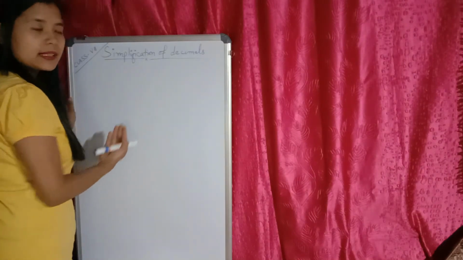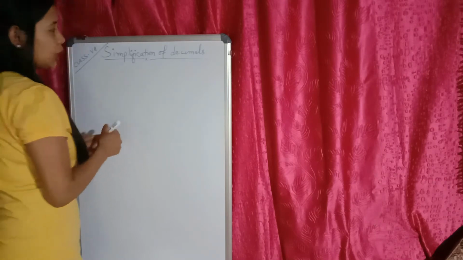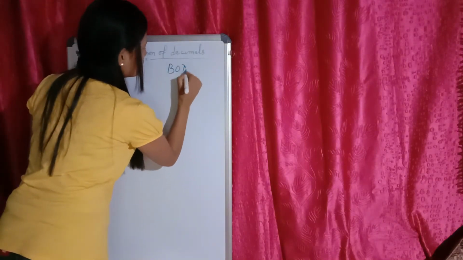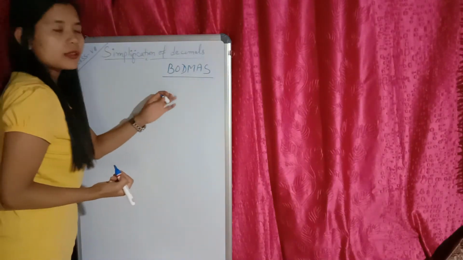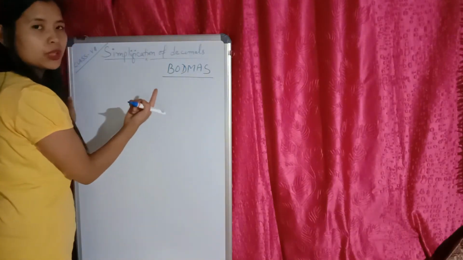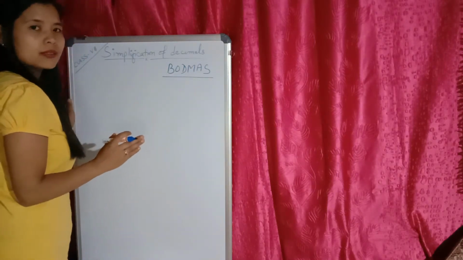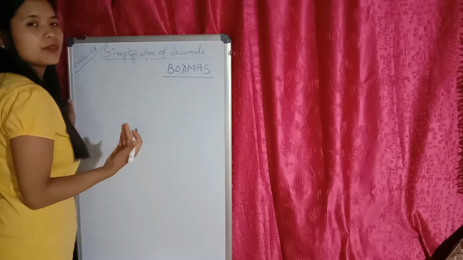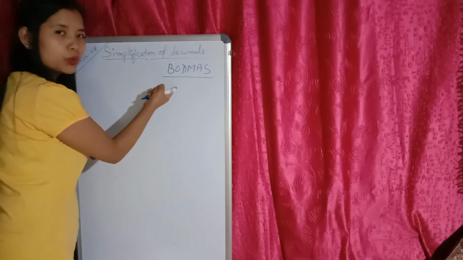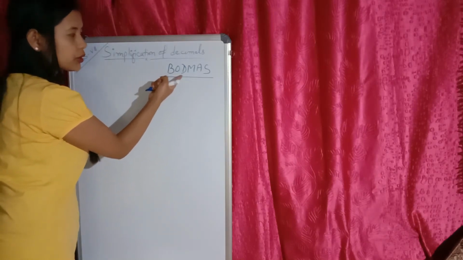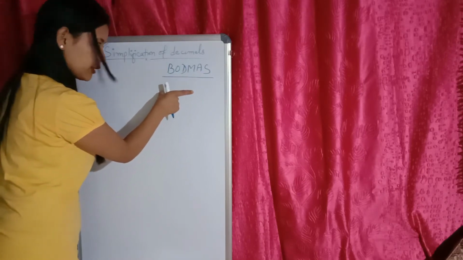Whenever I say simplification in mathematics, we have to follow a rule, which is BODMAS. BODMAS tells us the sequence in which we need to do simplification. A simplification problem in maths may involve multiplication, addition, subtraction, brackets. So we will be following this rule, the sequence, the order in which the alphabets appear. In this sequence, we follow the simplification.